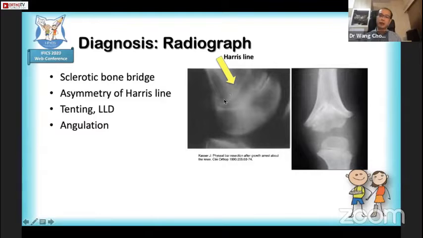And this is a very beautiful X-ray showing the convergence of the Harris line and the physis posteriorly at the knee joint. This could be the earliest indication of a developing physeal bar. Tenting is very specific to a central physeal bar due to the tethering effect on the physis, and commonly they present with a significant leg length discrepancy. Angulation is the result of a peripheral bar.